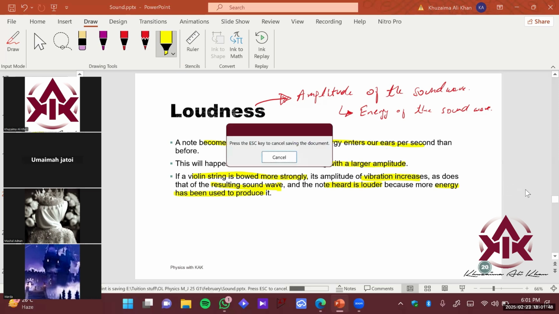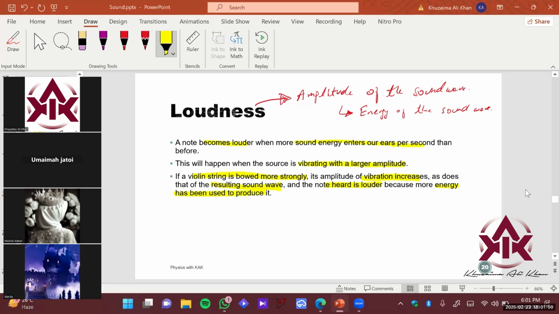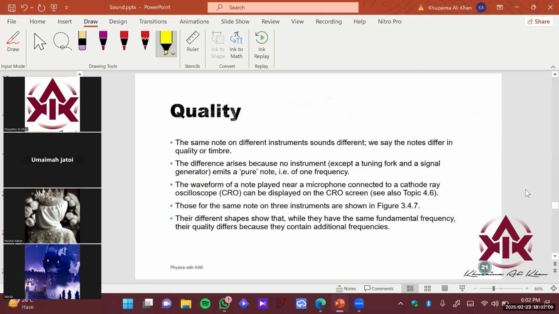Let's say we have a drum, right? Let's say the drummer is beating the drum quietly, with a smaller energy. Then we start to beat the drum with a high amount of energy. You start to feel that the note has become louder, right? It's a thum, then THUM, right? So that is loudness over here, right?